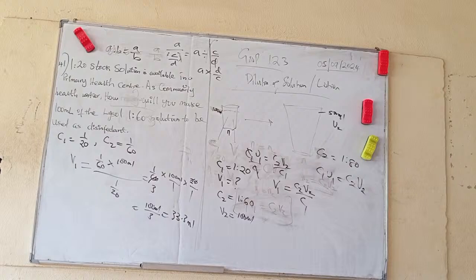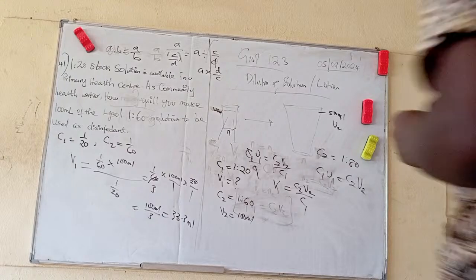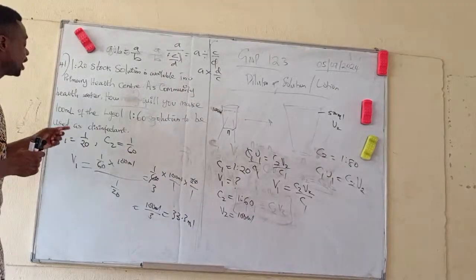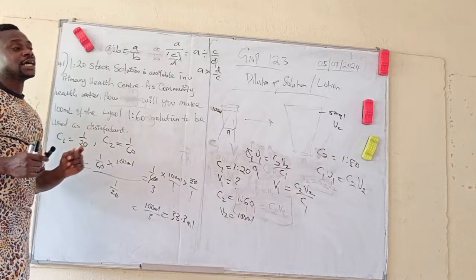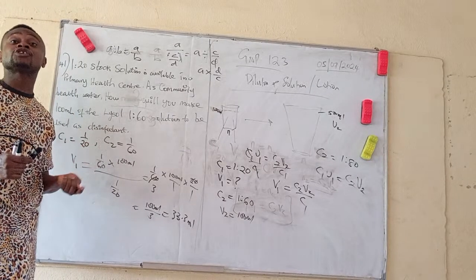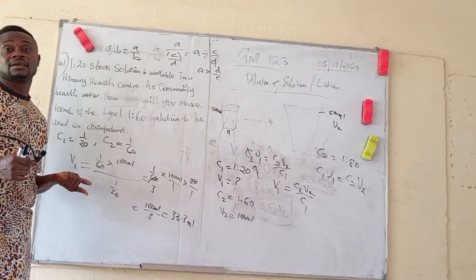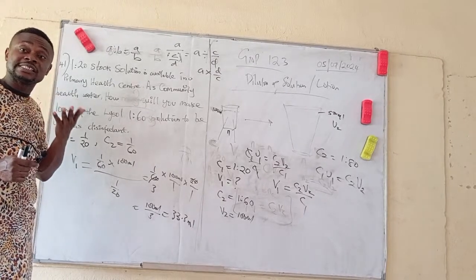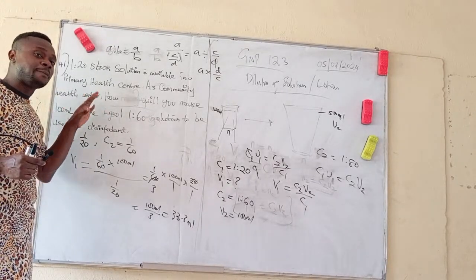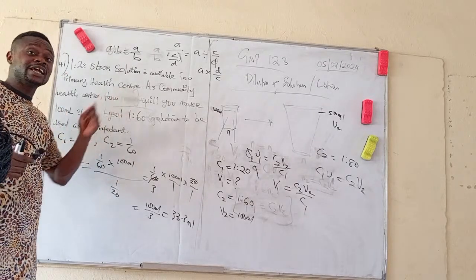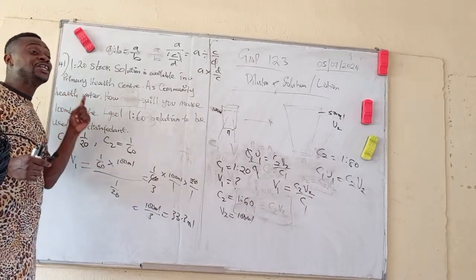Someone asked a question. She asked, what if this 100 ml V2 is not given? See, there's how a question can be twisted. It depends on the nature of the question. I'm just telling you the one that concerns you in your practice. There are situations whereby you'll be given the V1.